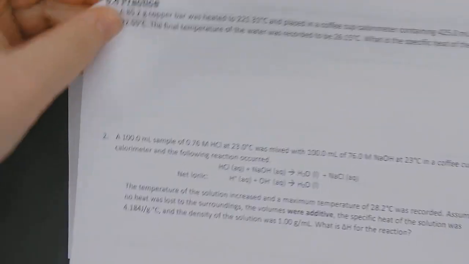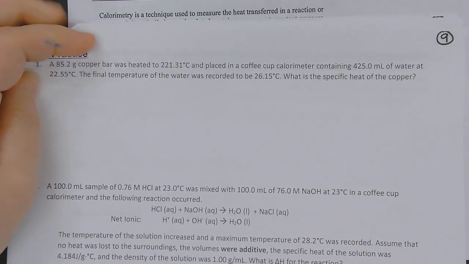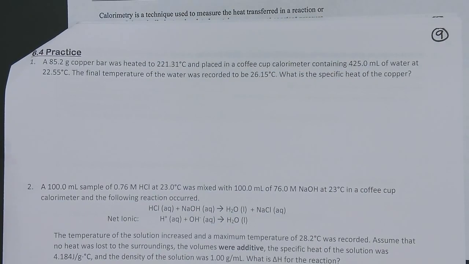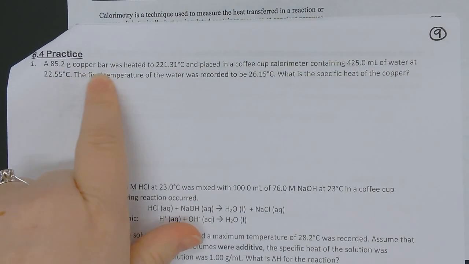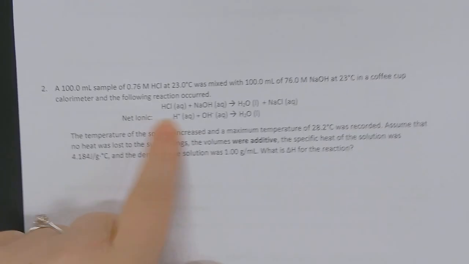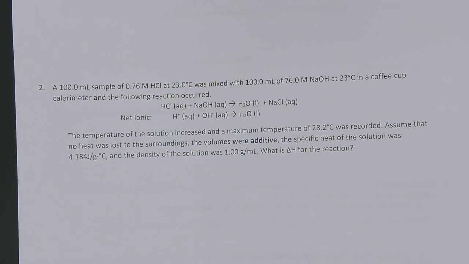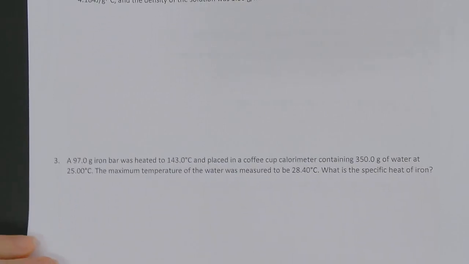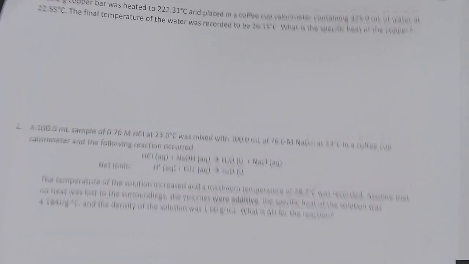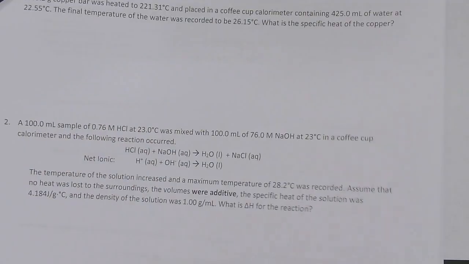If you're good, you can jump to the practice on page 9 in your packet, 6.4 practice, okay? Make sure you're reading those questions carefully and thinking about what are we doing. So like this one's talking about a copper bar is heated and placed into water. So we're going to be dealing with water here and just heating that metal up. Here we've got a reaction occurring. So we're mixing two chemicals. So we want to follow that. So just read your problems and think through them carefully, okay?